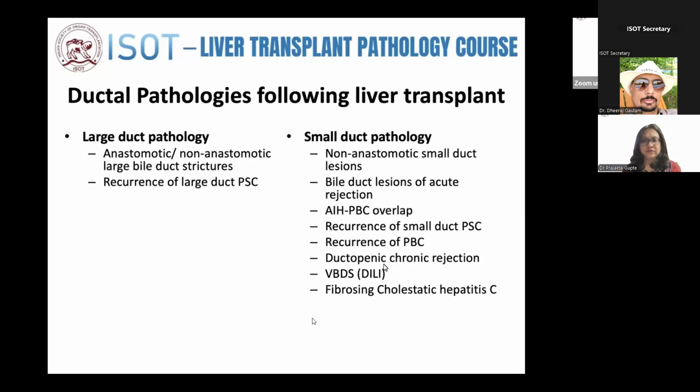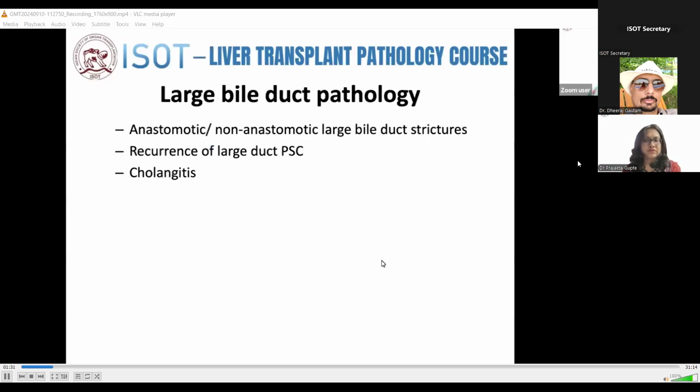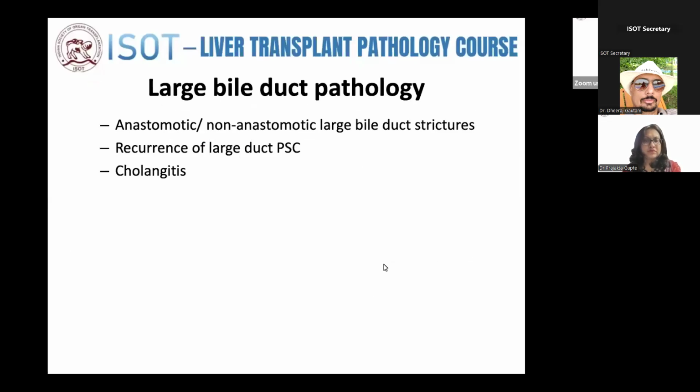bile duct lesions seen in AIH-PBC overlap, recurrence of small duct PSC, recurrence of PBC, ductopenic chronic rejection, vanishing bile duct syndrome as a presentation of drug-induced liver injury, and lesions of fibrosing cholestatic hepatitis C. Now coming to large bile duct pathology. Within this, we have broadly the anastomotic or non-anastomotic large bile duct strictures, recurrence of large duct PSC, and cholangitis.